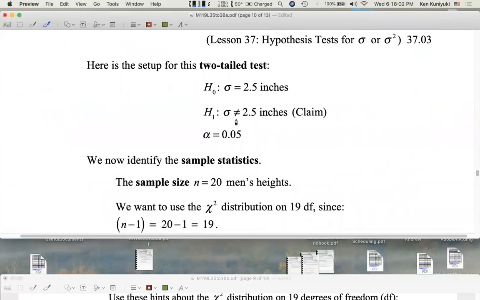The claim is that sigma is not 2.5 inches. The null is that sigma equals 2.5 inches. And that is absolutely the case. There's no this stunt or that stunt. There's none of that. The null says, absolutely, sigma equals 2.5 inches. It doesn't represent anything else.